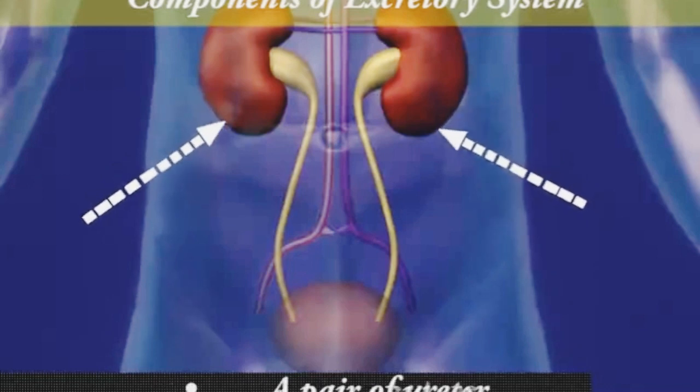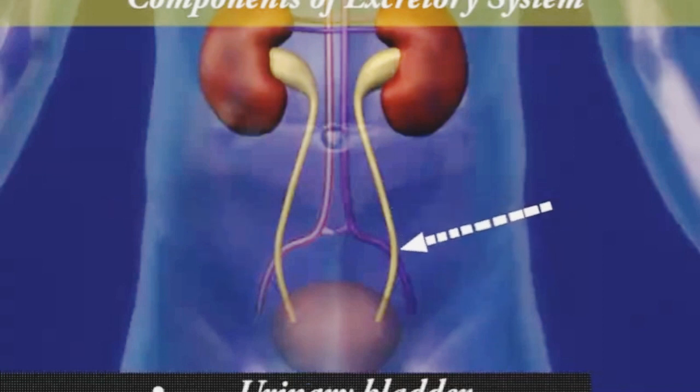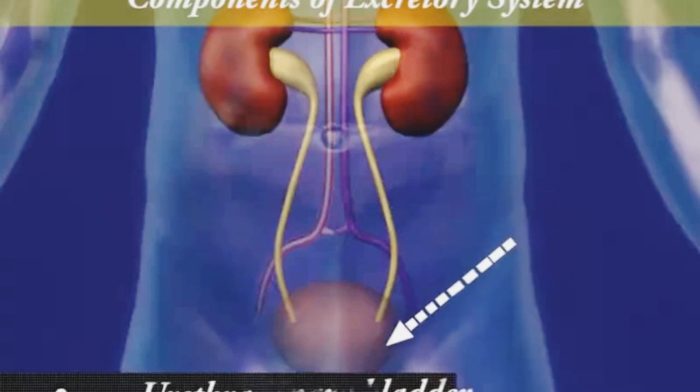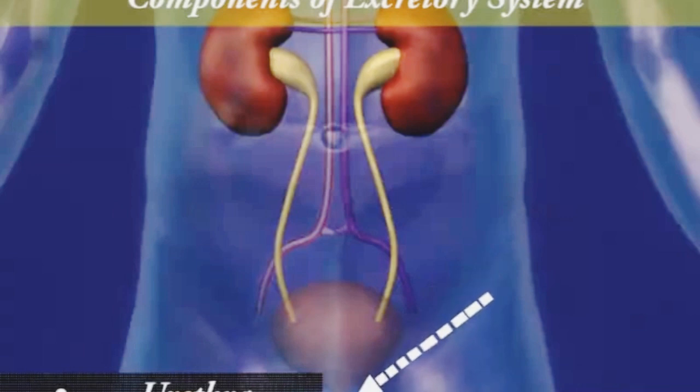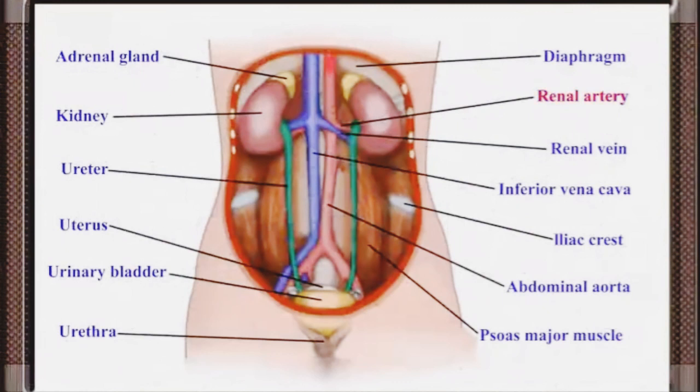A pair of ureters, a urinary bladder, and a urethra. The blood from the aorta enters the kidneys via the renal arteries. And after filtration, it returns to the posterior vena cava via the renal veins.